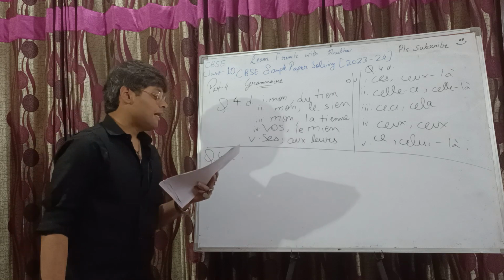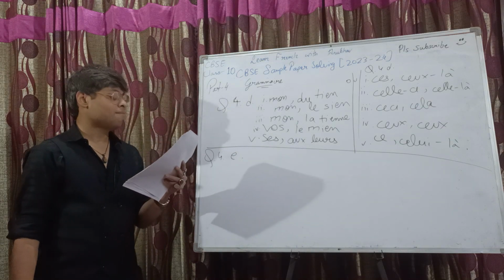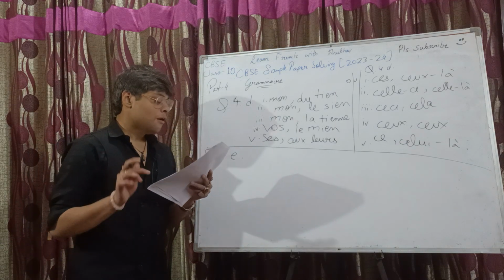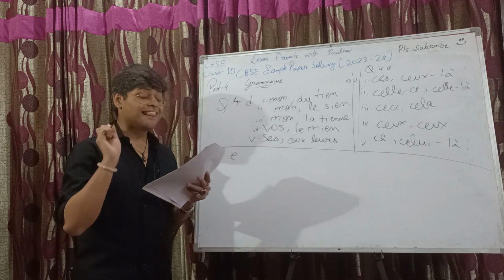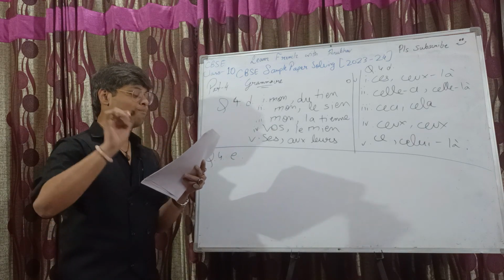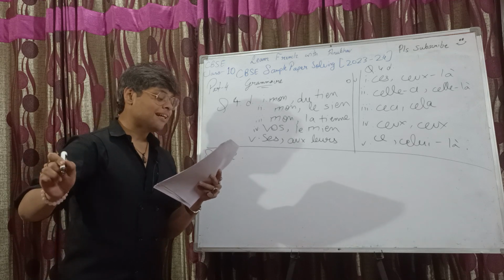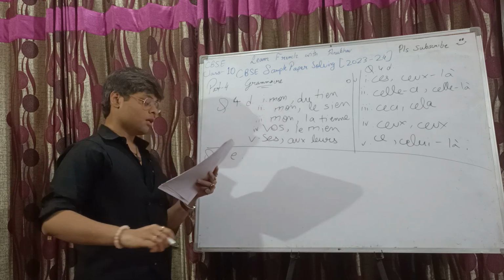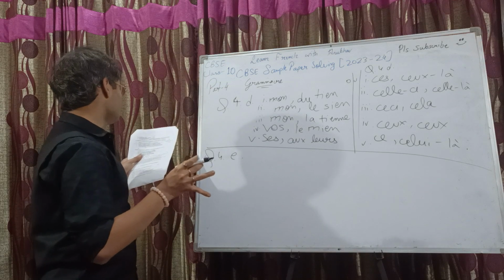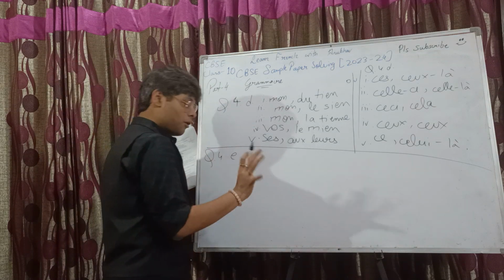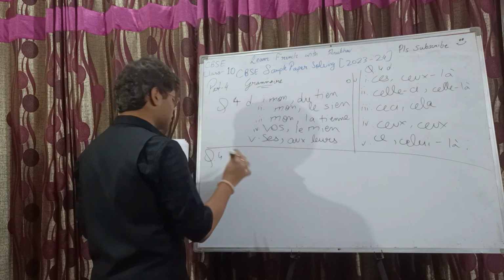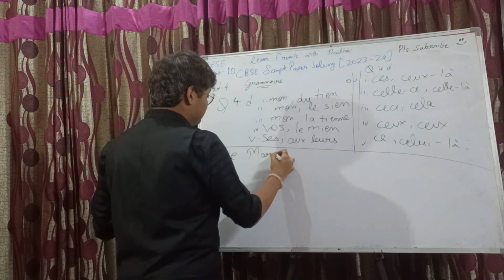First one, Marianne a une robe bleue. Marianne has a blue dress. Full stop. Je l'aime beaucoup. I like it a lot. So Marianne has a blue dress that I like a lot. Okay. So here we can simply use the pronom relatif simple que, and que is always followed by a subject.